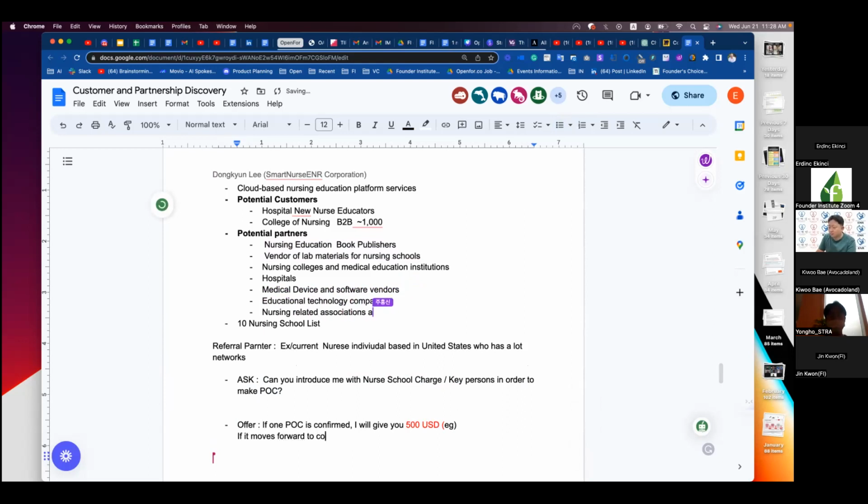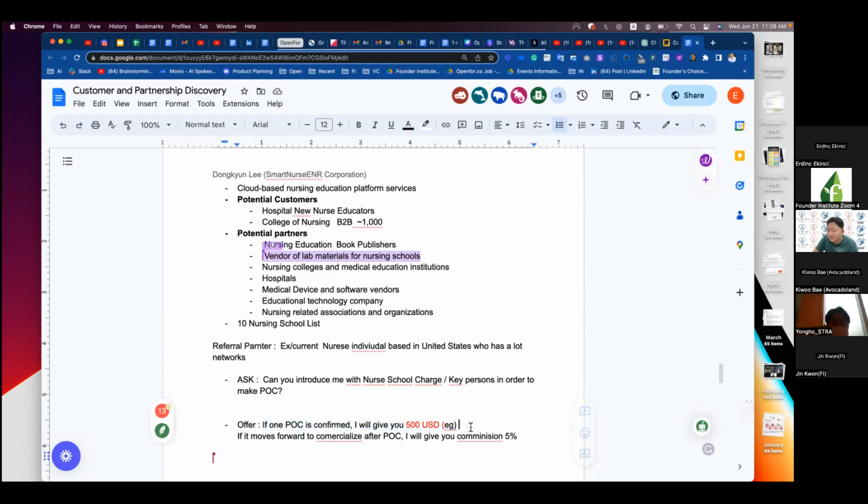Or if it is commercialized after the POC, if we move forward to commercialize after the POC, I will give you a commission, like 5%, something like that. So this is where the money is coming.